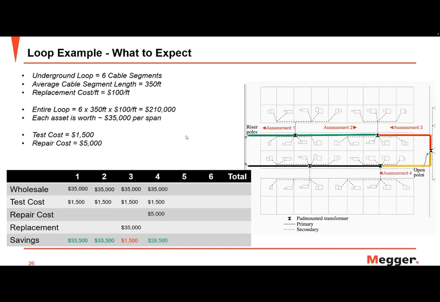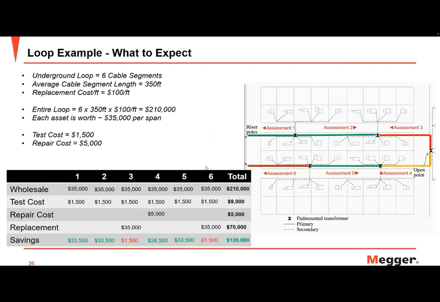Test number 4, we believe that this should be repaired. So again, we've got the $1,500 to test it and identify where the issues are. We've repaired it for $5,000. So now we have a net savings here over wholesale replacement of $28,500. The next cable passes exactly the same, we can see in number 5. The next cable fails. We look at the table, and it's exactly the same as assessment number 3 that failed, that's negative $1,500.